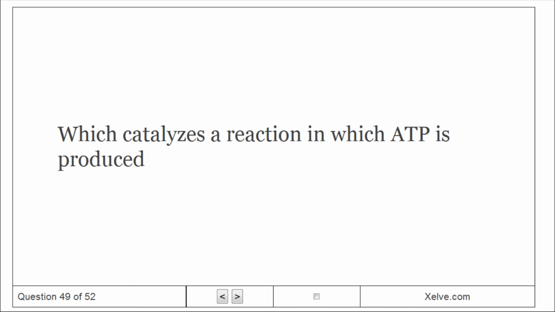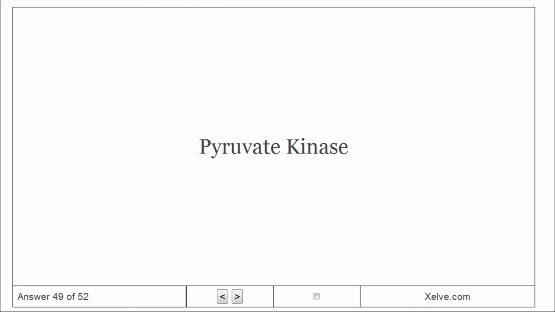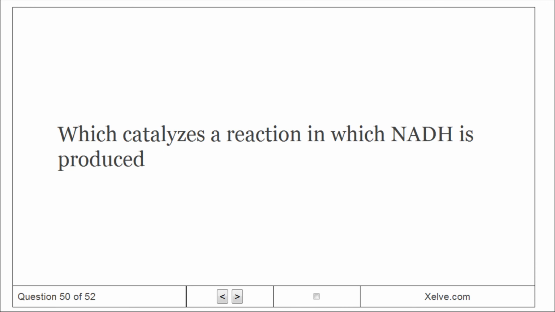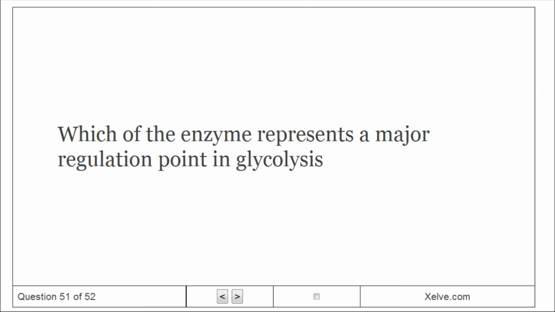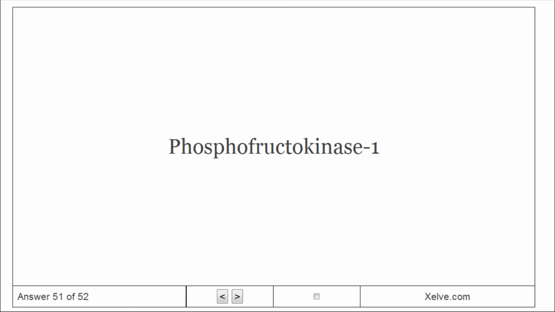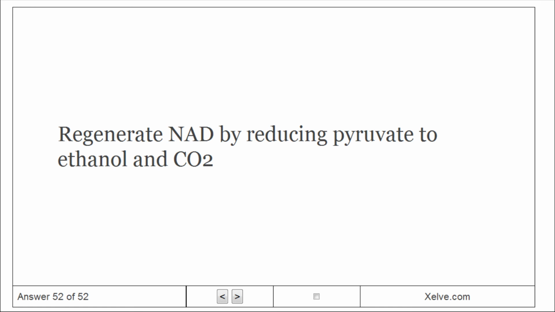Which enzyme catalyzes a reaction in which ATP is produced? Pyruvate kinase. Which catalyzes a reaction in which NADH is produced? Glyceraldehyde 3-phosphate dehydrogenase. Which enzyme represents a major regulation point in glycolysis? Phosphofructokinase. Yeast regenerate NAD by reducing pyruvate to ethanol and CO2.